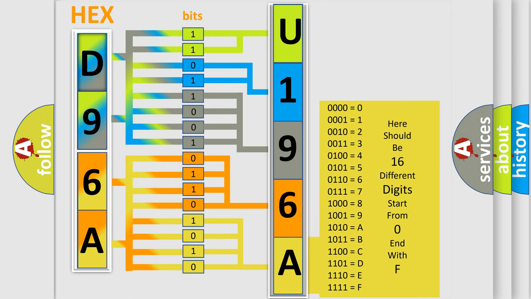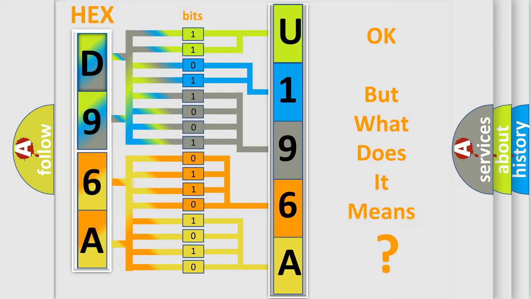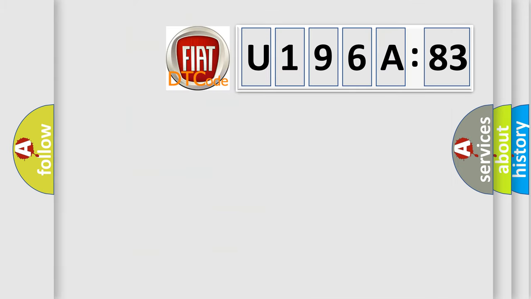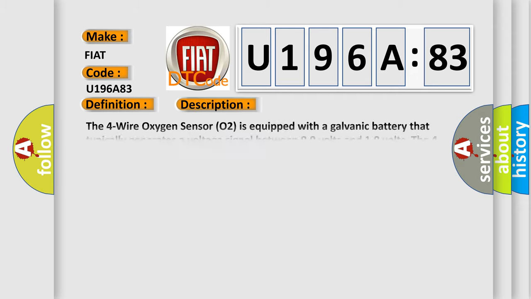We now know in what way the diagnostic tool translates the received information into a more comprehensible format. The number itself does not make sense to us if we cannot assign information to what it actually expresses. So, what does the Diagnostic Trouble Code U196A-83 mean specifically for Fiat car manufacturers? The basic definition is O2 sensor 2 circuit high. And now this is a short description of this DTC code.